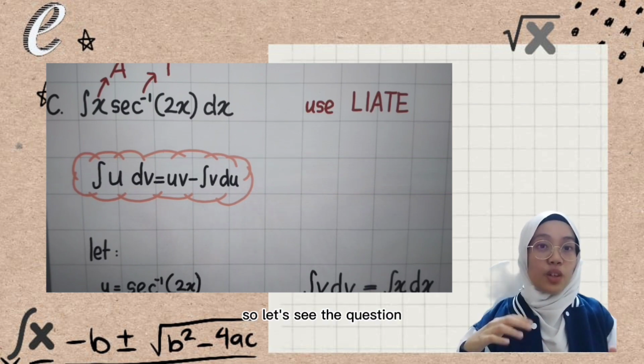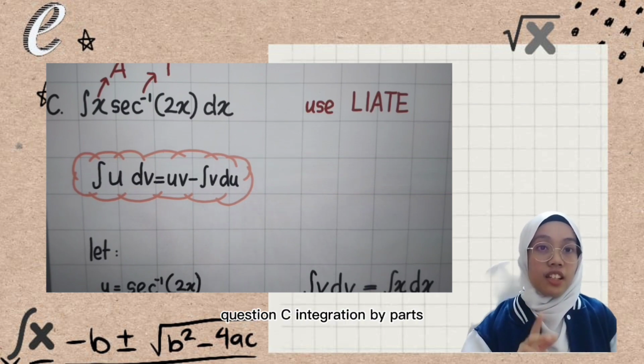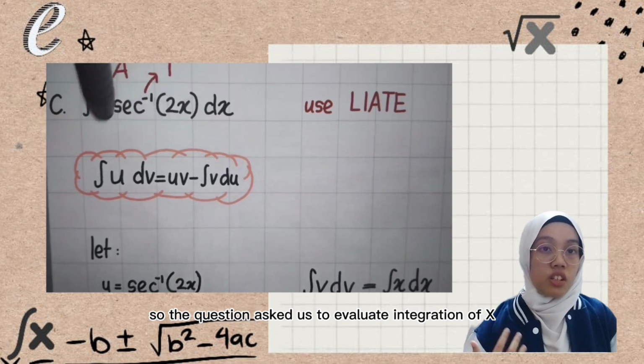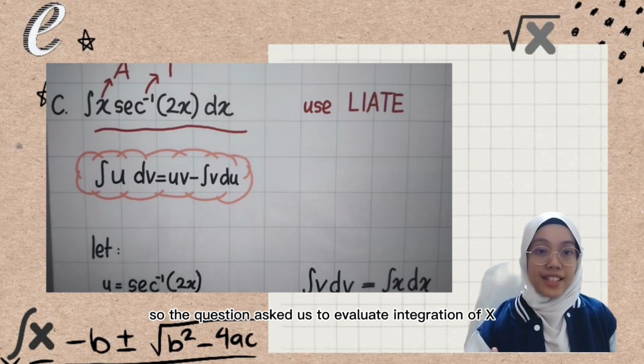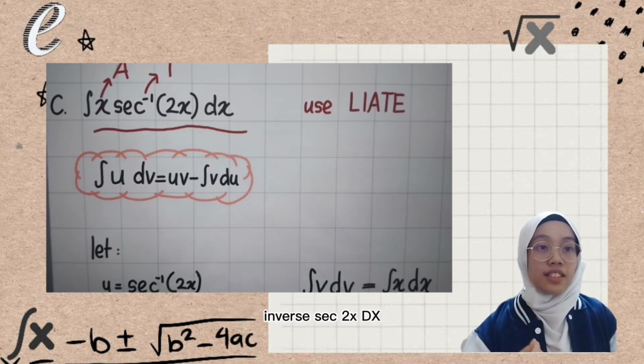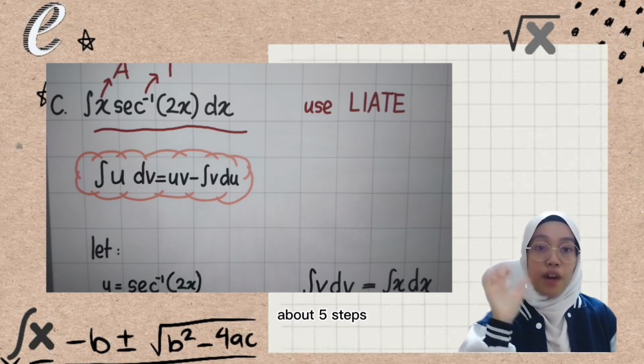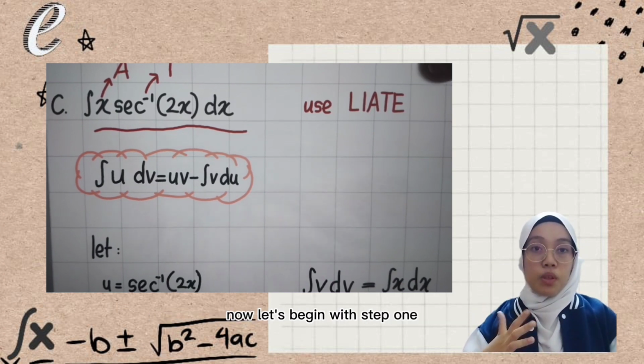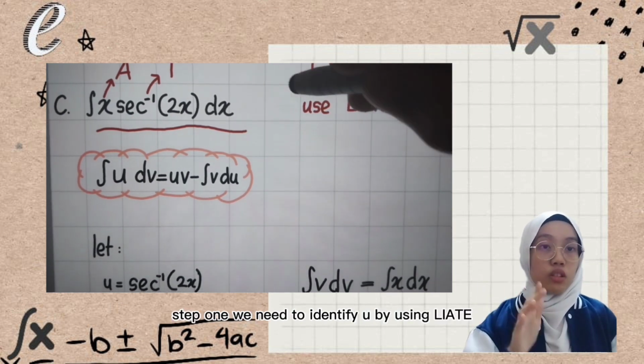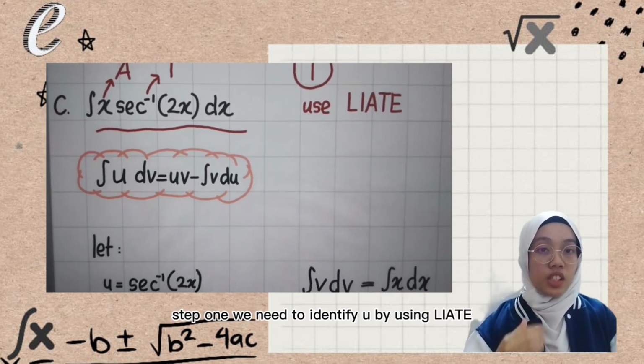So let's see the question. Question C, integration by parts. So the question asks us to evaluate integration of x inverse secant 2x dx. Okay, now remember back what I just mentioned about 5 steps. Now let's begin with step 1. Step 1, we need to identify u by using LIAT.